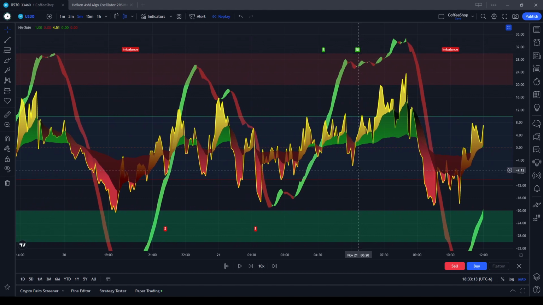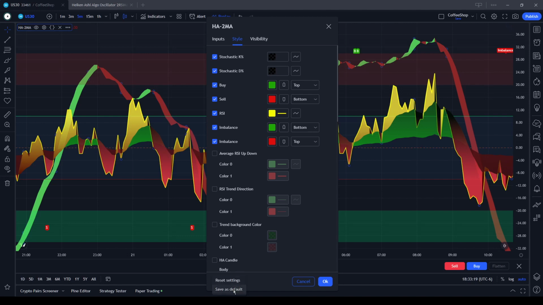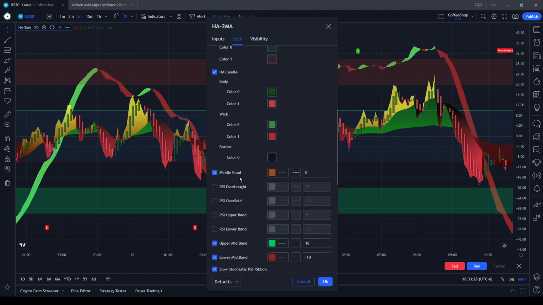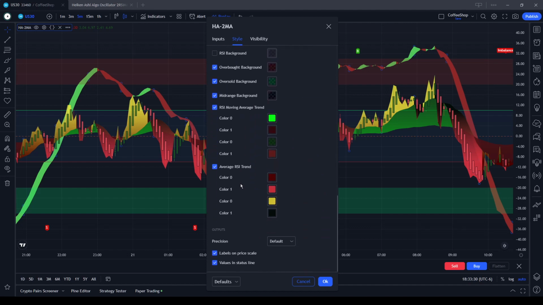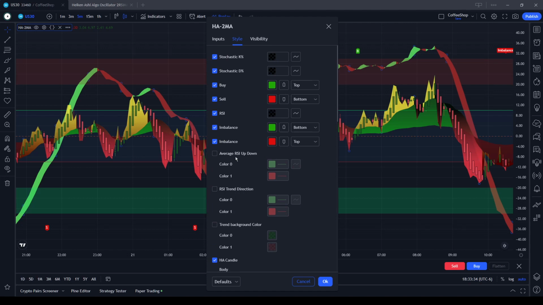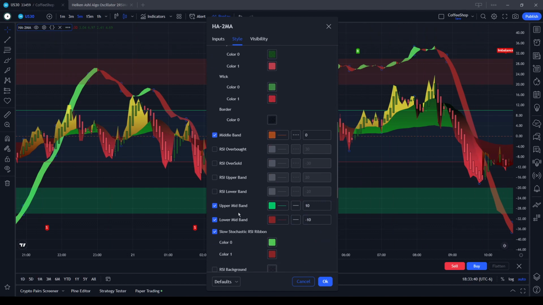Now, you can see on the chart right now, I don't have it set up in its default settings. So let's do that. Default. Reset. Now, I also want to add in a couple of things. Give me a second. Imbalance. Now, if you know what market imbalance is, you're going to love this. Let me make sure I have everything here that I need. Imbalance, average RSI, trend direction, trend background. We're not worried about that just yet. You saw all of that.